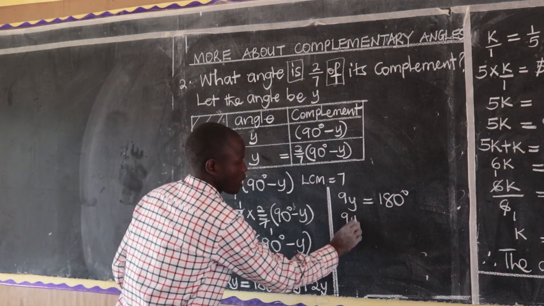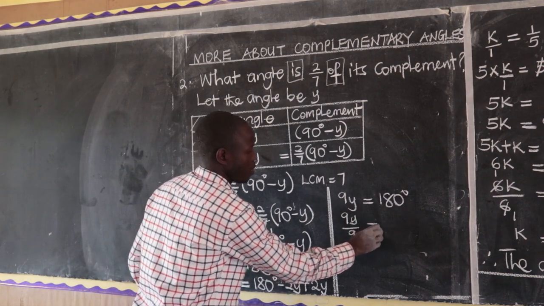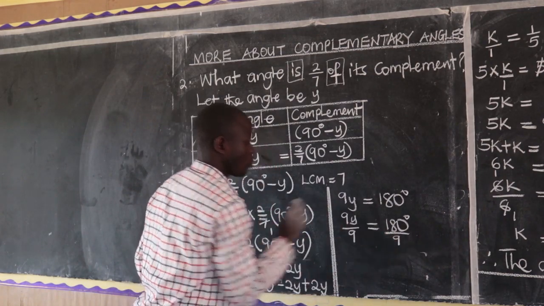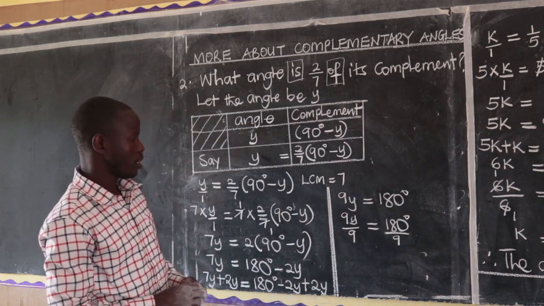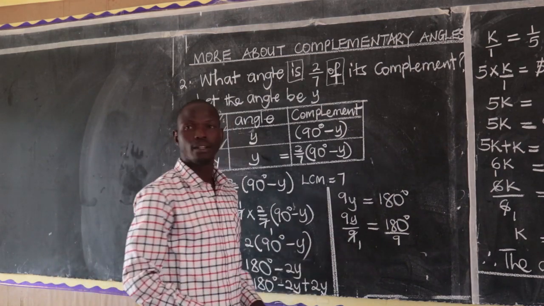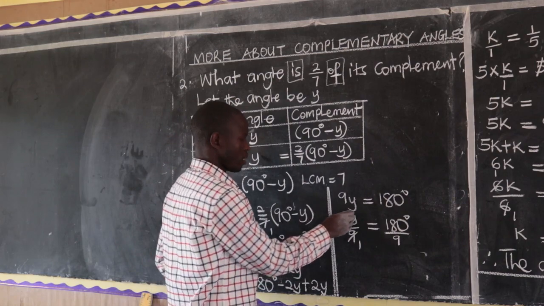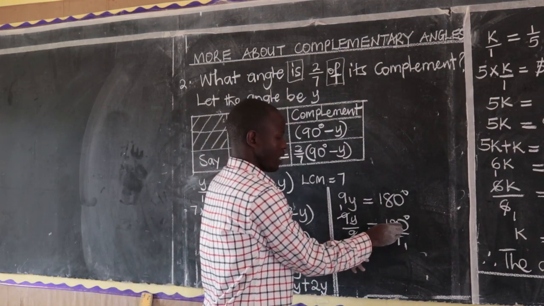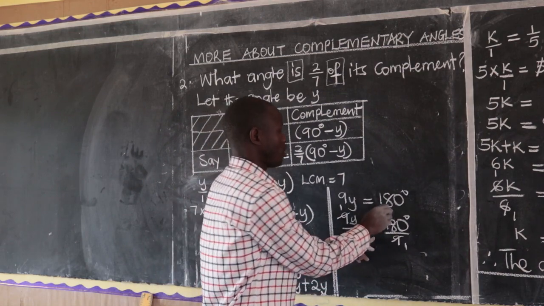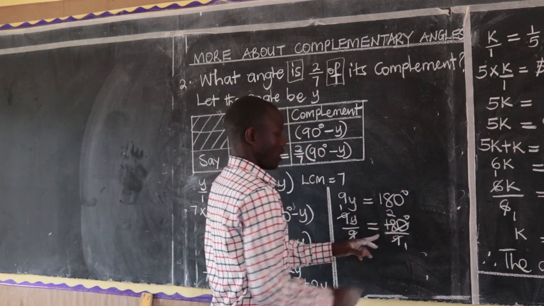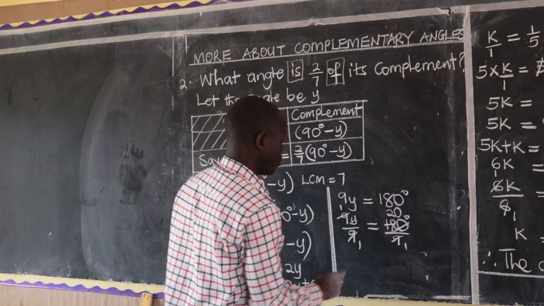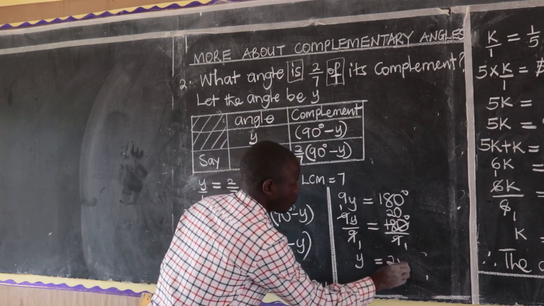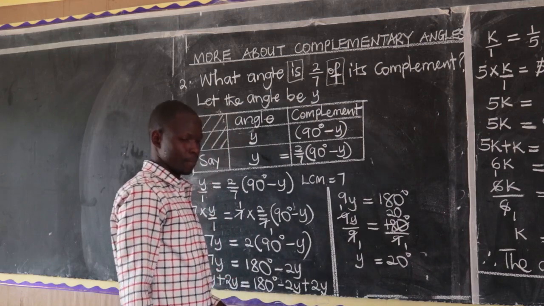In the next step, we shall divide by 9 on both sides of the equation. 9 divided by 9 is 1. Also 9 divided by 9 is 1. 18 divided by 9 is 2. 0 divided by 9 is 0. So y is equal to 20 degrees.